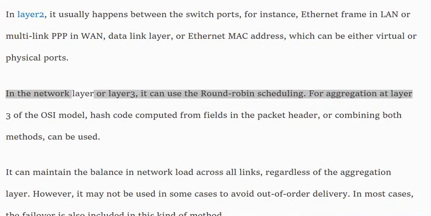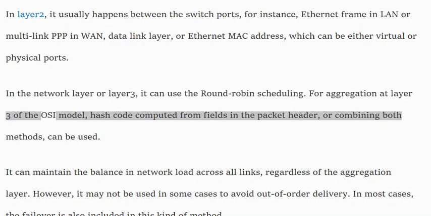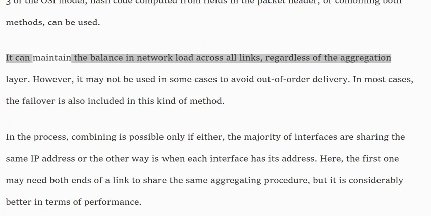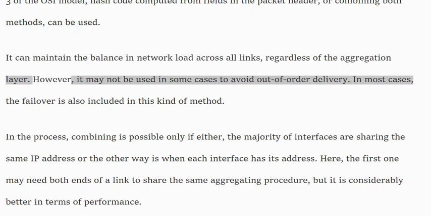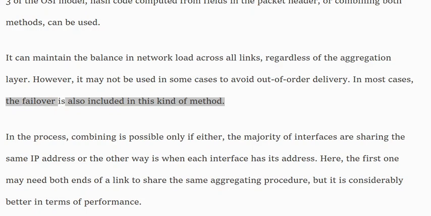In the network layer or layer 3, it can use round-robin scheduling. For aggregation at layer 3 of the OSI model, a hash code computed from fields in the packet header, or combining both methods, can be used. It can maintain the balance in network load across all links, regardless of the aggregation layer. However, it may not be used in some cases to avoid out-of-order delivery. In most cases, the failover is also included in this kind of method.